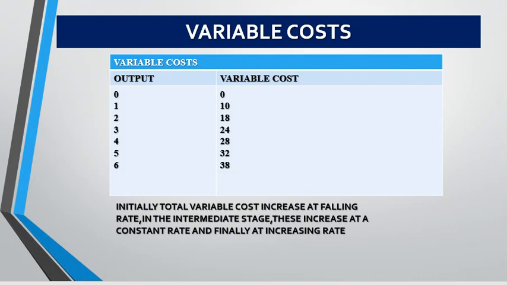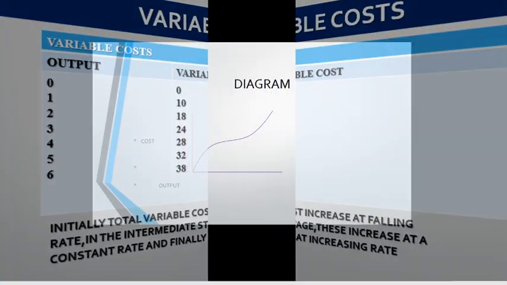So this is the difference between the fixed cost and the variable cost. Variable cost varies with the level of output. So here we see if the output is zero, the variable cost will also be zero. And when the output increases, the variable cost also increases. Initially, total variable cost increases at a decreasing rate. In the intermediate stage, they increase at a constant rate. Finally, they start increasing at an increasing rate. So the shape of the variable cost is this.